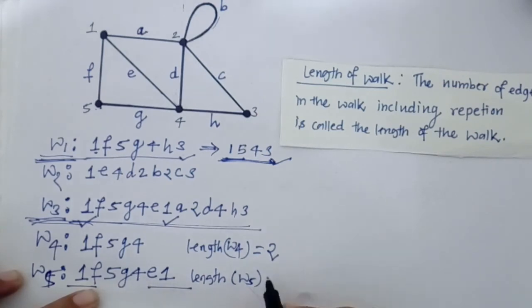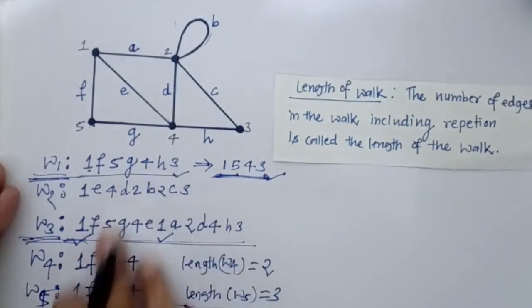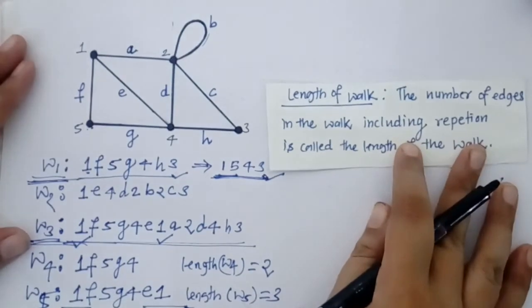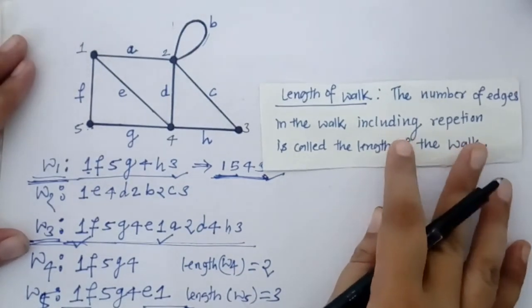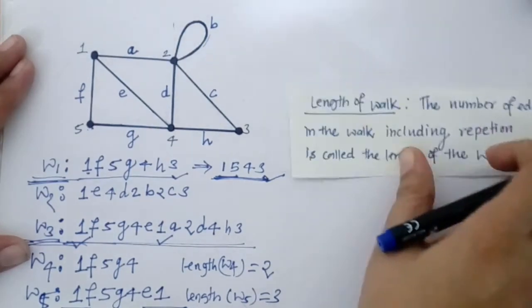So here we have 3 edges. So length of W5 is 3. Similarly, we can find length of all this walk. So the number of edges in the walk, including repetition of the edges, is called the length of the walk.